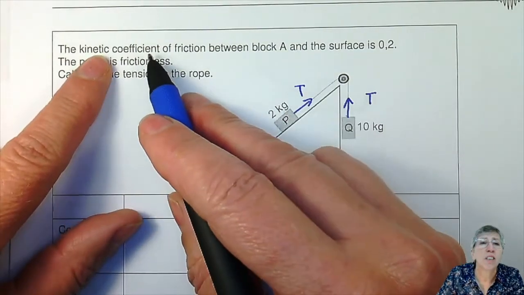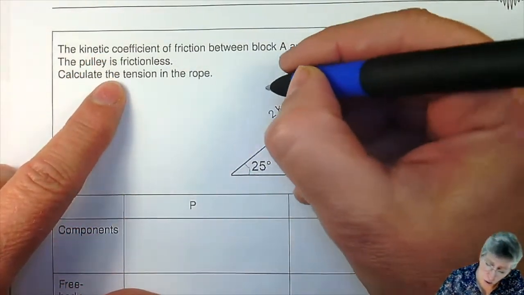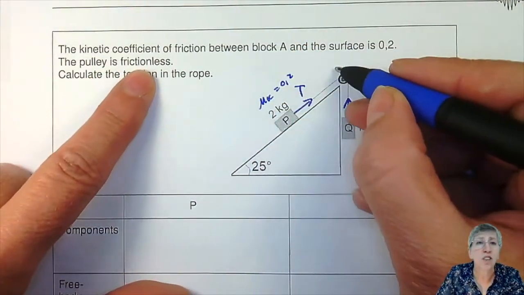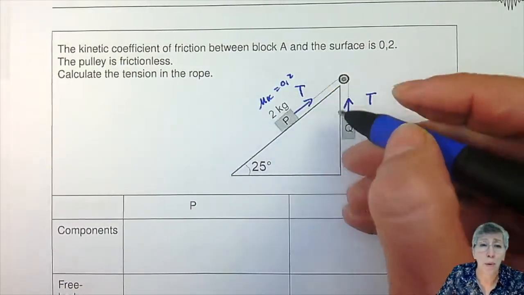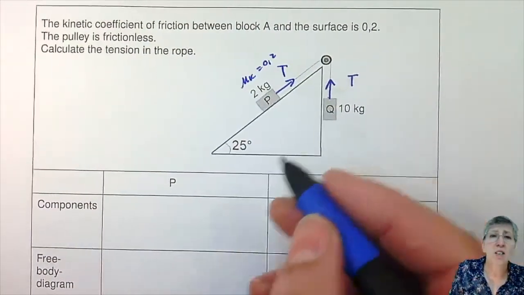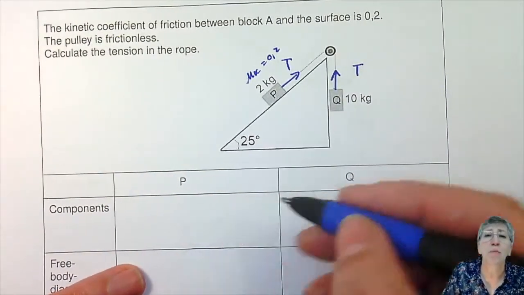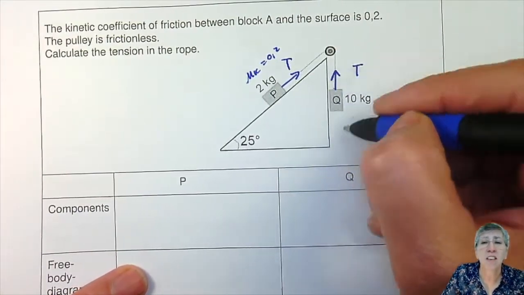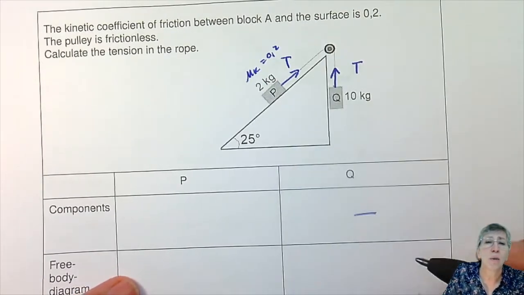Right, now the question over here is the coefficient of friction between A and the surface is given, so mu k there, 0.2. The pulley is frictionless, and now they ask me the tension in the rope. Right, so first off, let's take components of everything that's not in the direction of movement. Now over here we don't have a problem. The gravity and the tension in the rope are both in the direction of movement, so there's no components.